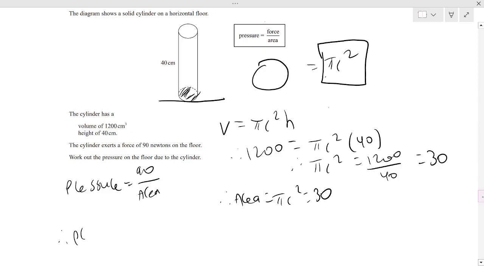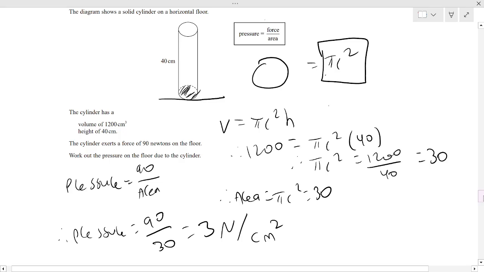Therefore the pressure is now going to be 90 over 30. So that'll be 3. The units would be, well, force divided by the area, which should be centimeters squared. Okay, but they'll give you the units. But that's the number, right? 3.